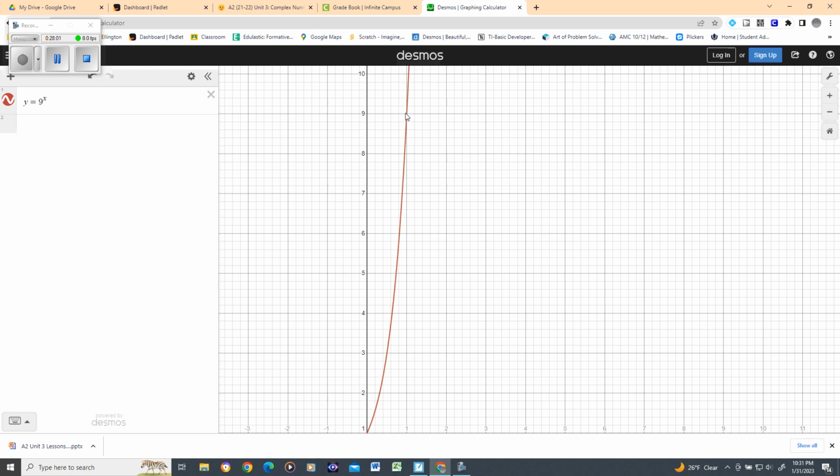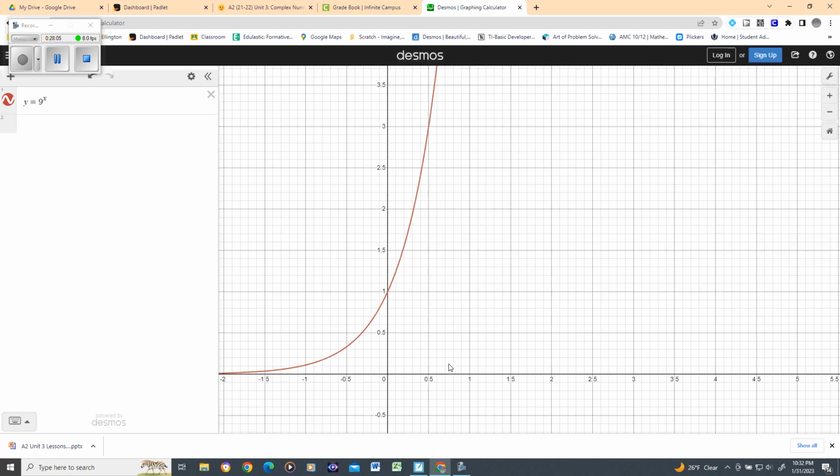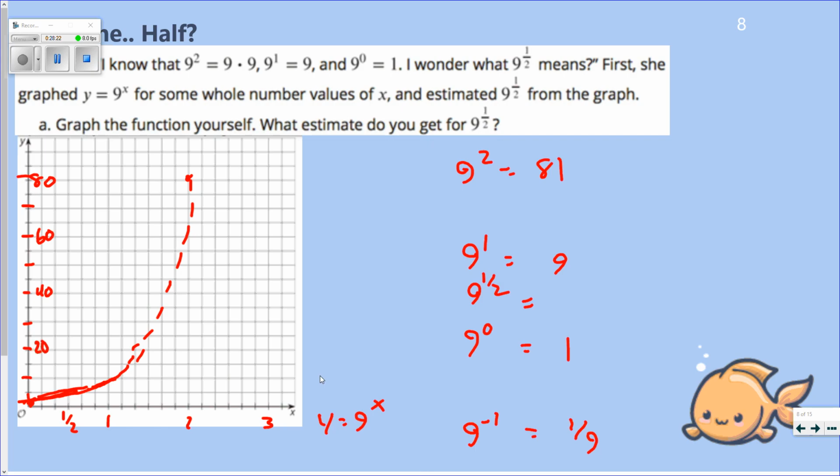So here is 9, right? And so here, let's bring this down. Here's 0.5, right? So the 0.5 power gives 3. It's 3? Well, it is certainly less than 5, so we're kind of right there.